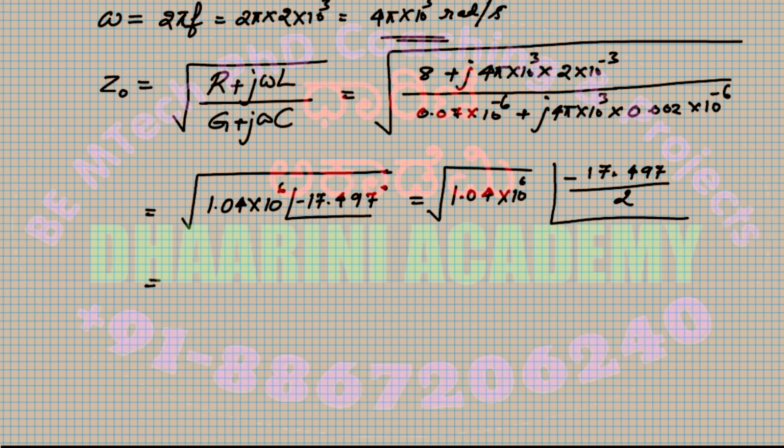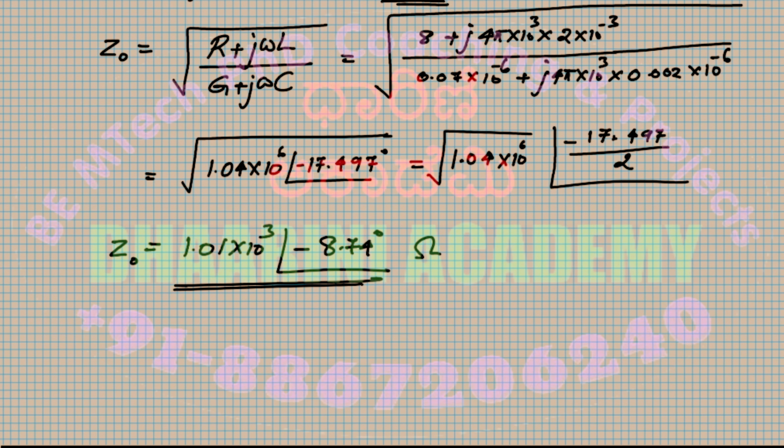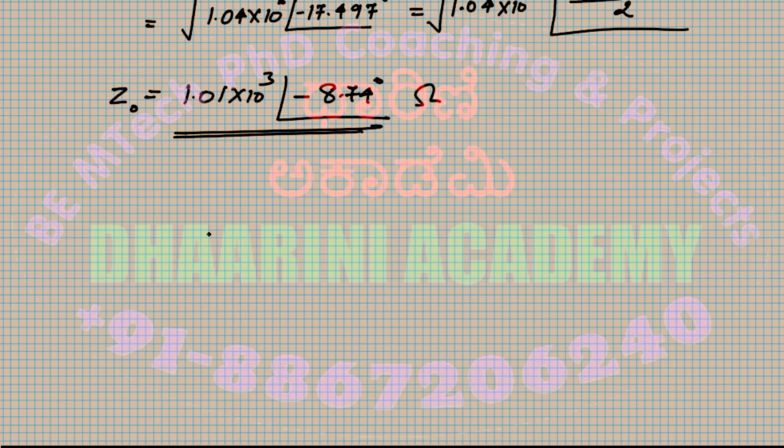Yes, sure, please take your time. Correct. 1.01 into 10 to the 3 at an angle minus. Perfect. This is Z naught, so the answer is in ohms. First part is done. Now the second part of the question says to measure its alpha and beta value.